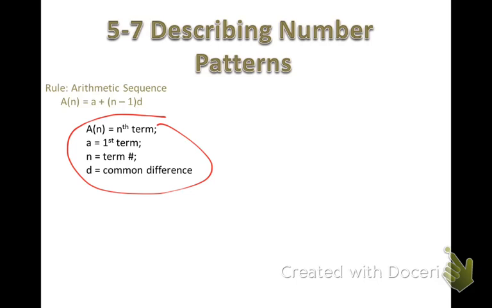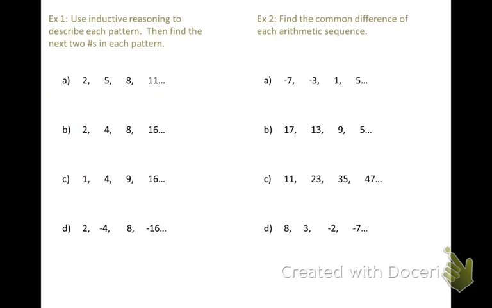The nth term: if I say I want to know what the 34th term of this sequence is, instead of going through each number to find it, you can just plug it into this formula. They'll give you this information, and all you have to do is plug in what term I want you to look at. So let's do some work. Use inductive reasoning to describe each pattern, then find the next 2 terms.